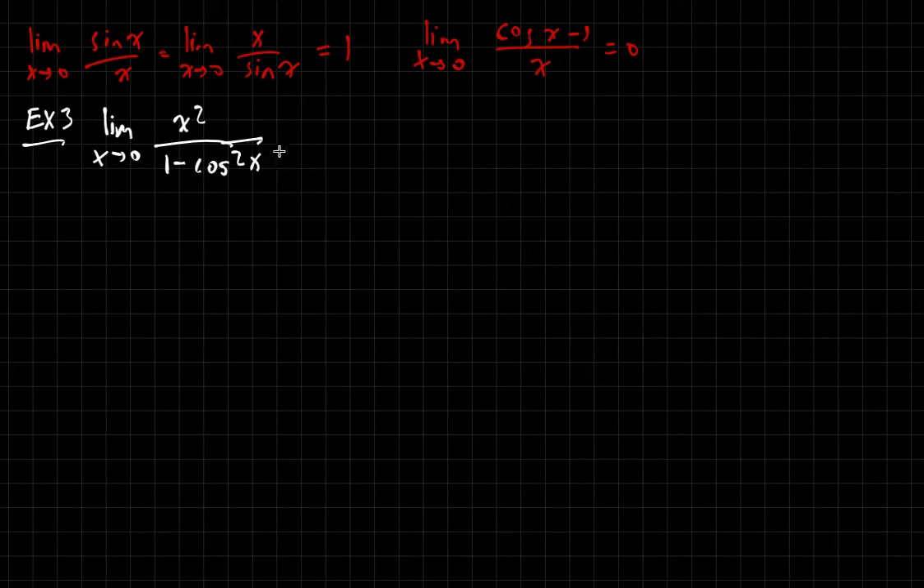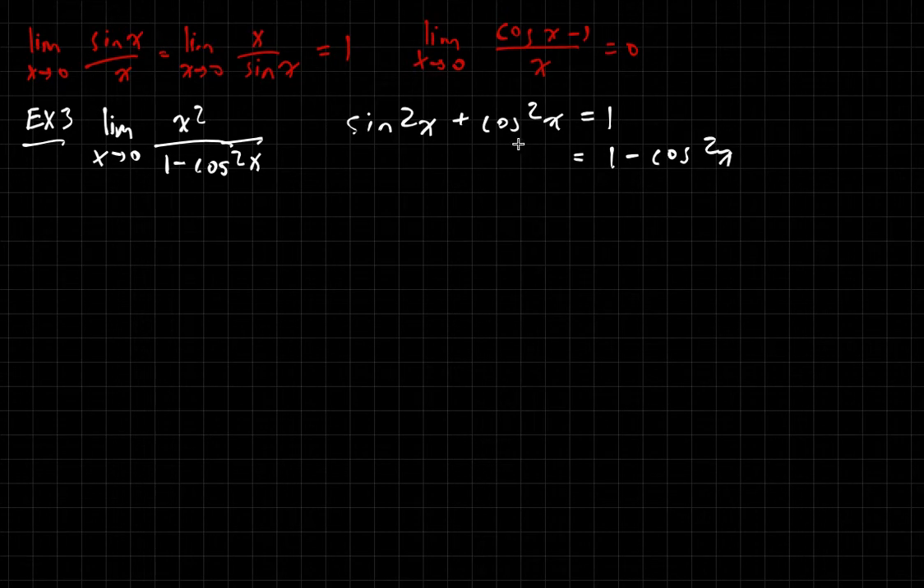So first of all, whenever you see 1 minus cosine squared x or 1 minus sine squared x, you need to recognize that these two are part of the fundamental identity sine squared x plus cosine squared x equals 1, right? This appears all over the place. So if you know this, then you have to know 1 minus cosine squared x equals sine squared x, or 1 minus sine squared x equals cosine squared x, right? So we can just rewrite this as sine squared x.